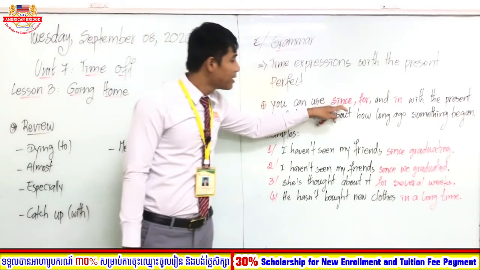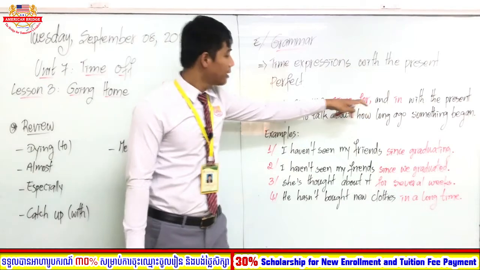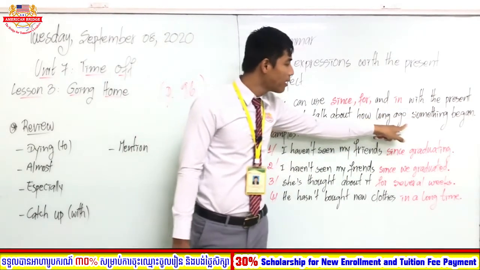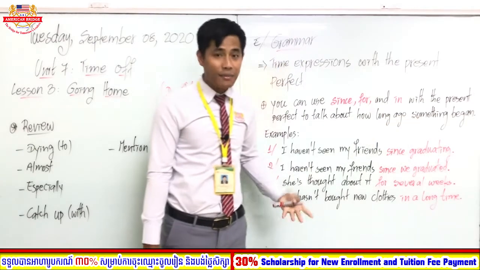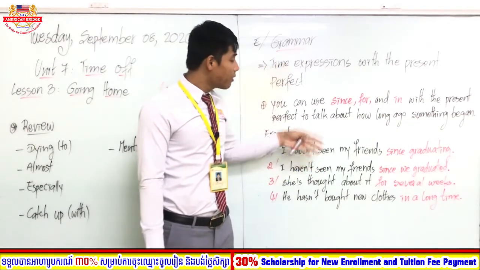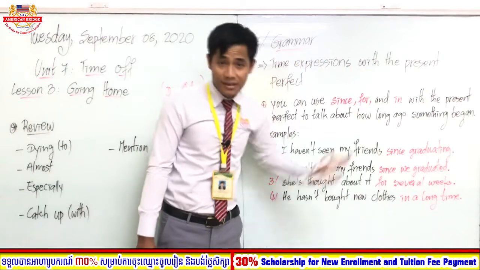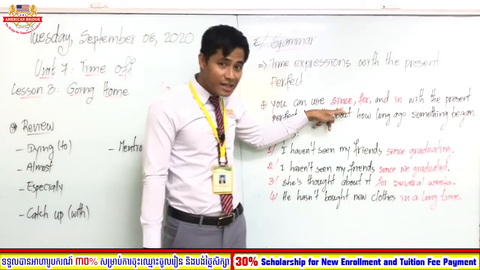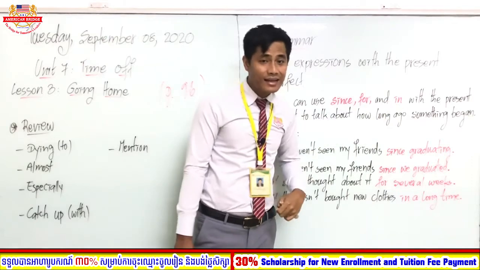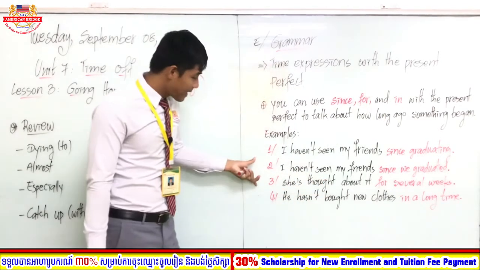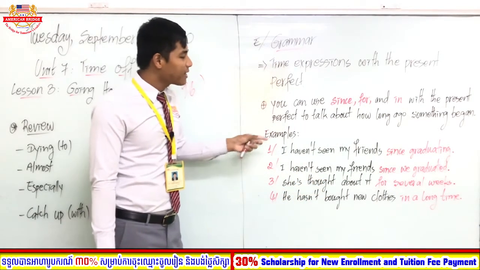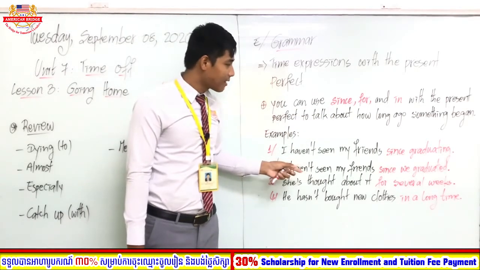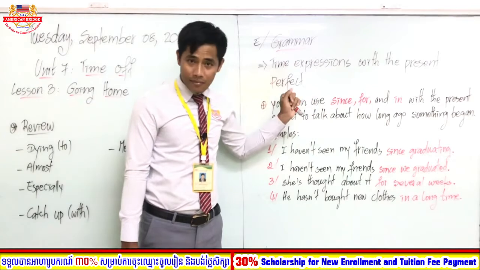You can use since, for, and in with the present perfect to talk about how long ago something began. So I mean we use it to talk about something that happened already in the past. This is called time expressions that we use with since, for, and in. Look at this for example. We show you what since, for, and in mean in these sentences.